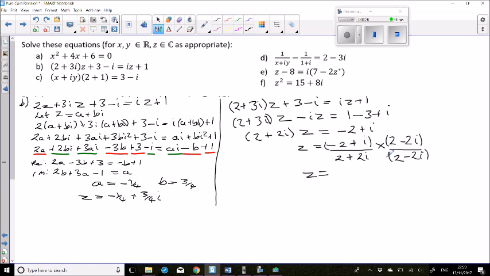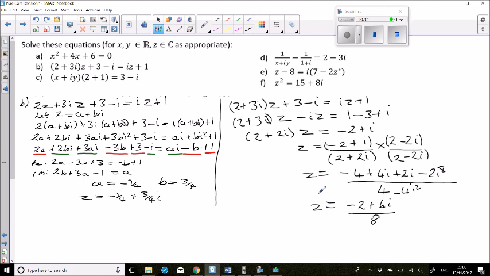So some brackets in there. Right, so that gives us negative 4 plus 4i plus 2i, take away 2i squared, all divided by 4 minus 4i squared, which is going to give us negative 2 plus 6i divided by 8, which you should be able to see is the same as what we got using the other method.